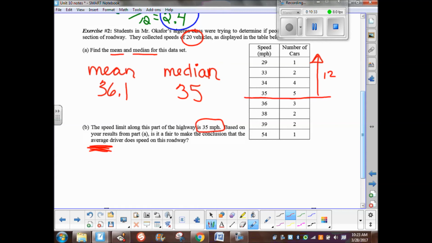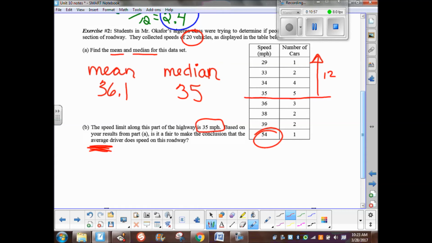No. What's going on? Kenny? This guy right here. He had someplace important to go. Okay? 54 miles per hour. Almost 20 miles per hour over the speed limit. So kind of an outlier there. What is that 54 doing to the mean?